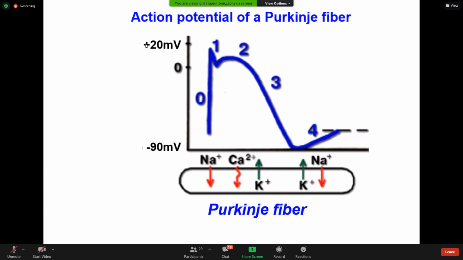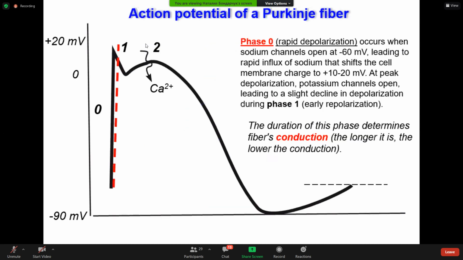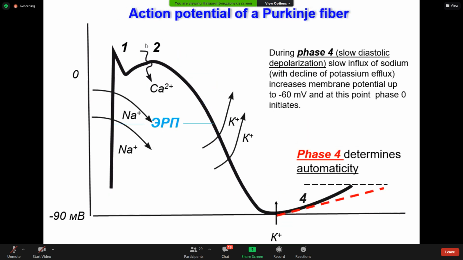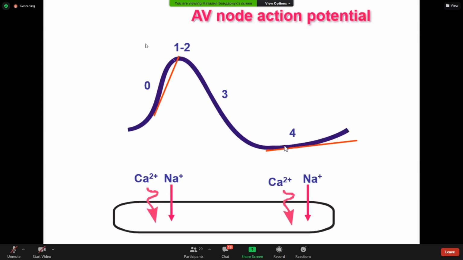Most of the antiarrhythmic agents suppress automaticity by blocking either sodium channels, as you can see on this diagram. During the fourth phase, which is responsible for automaticity, sodium ions play the major role. If we speak about sinoatrial nodes, later I will show this. This is the action potential.